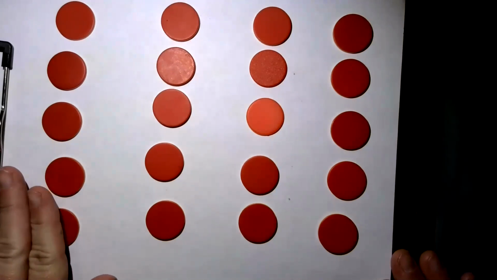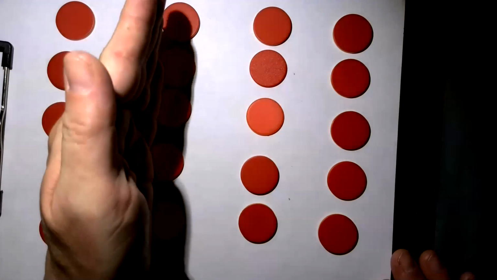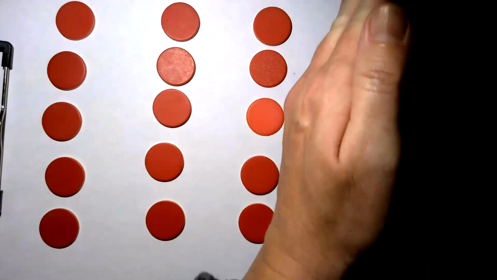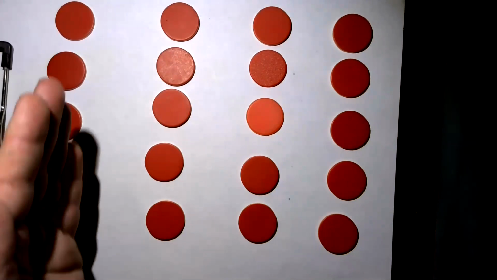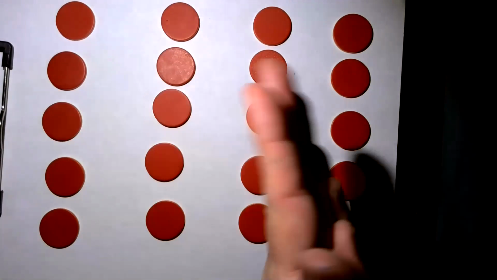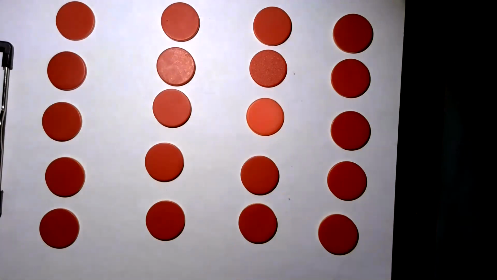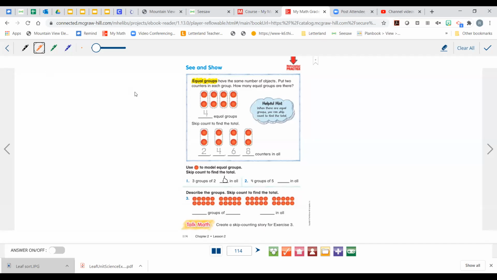So let's skip count by 5s. 5, 10, 15, 20. Look how quick that was. If I was to go 1, 2, 3, all the way to 20, that'd take me a lot longer. Quickly, 5, 10, 15, 20, bam, we got it. So 20. So we're going to go back and fill in: 4 groups of 5 give us 20. 20 in all.